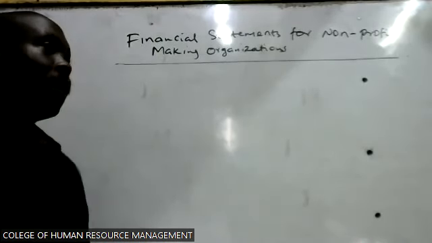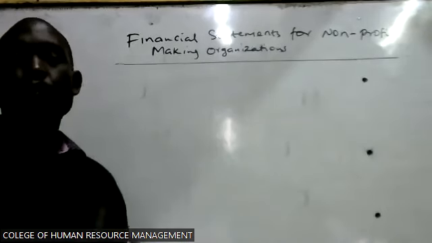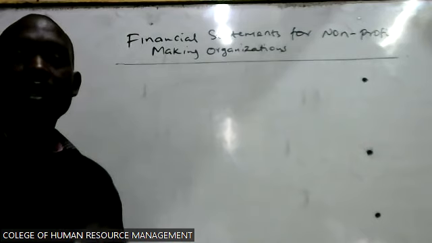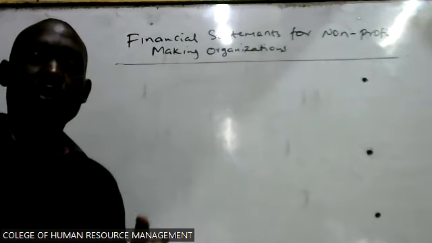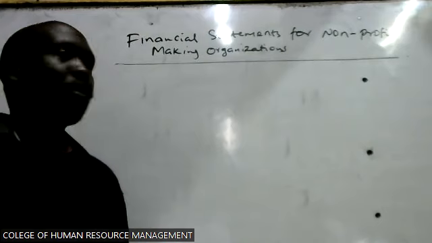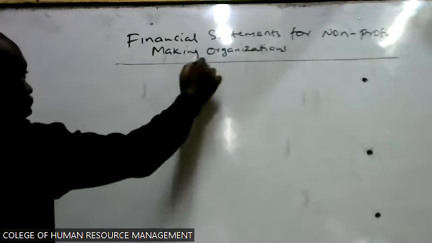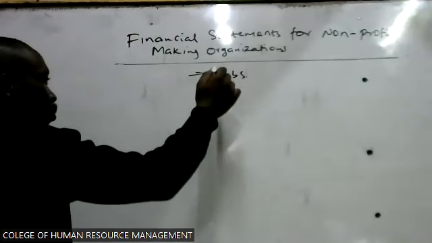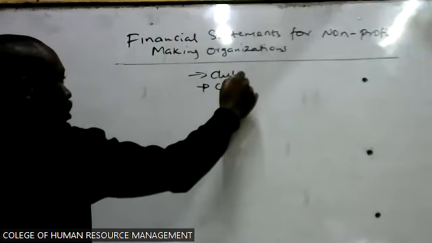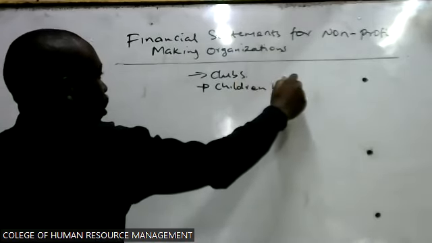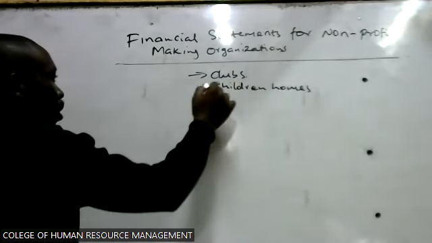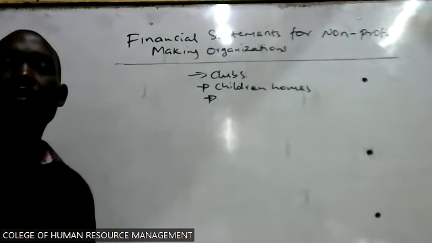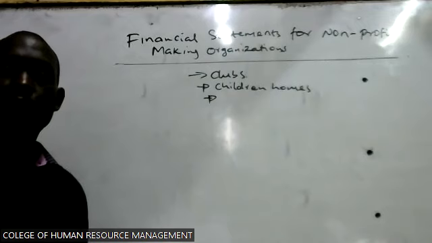So these are organizations that are established with the aim of not making a profit, but to offer certain key services to its members or the society. A good example of these organizations include things like the clubs. We have the children's homes, and any other organization whose aim is not to make any profit.